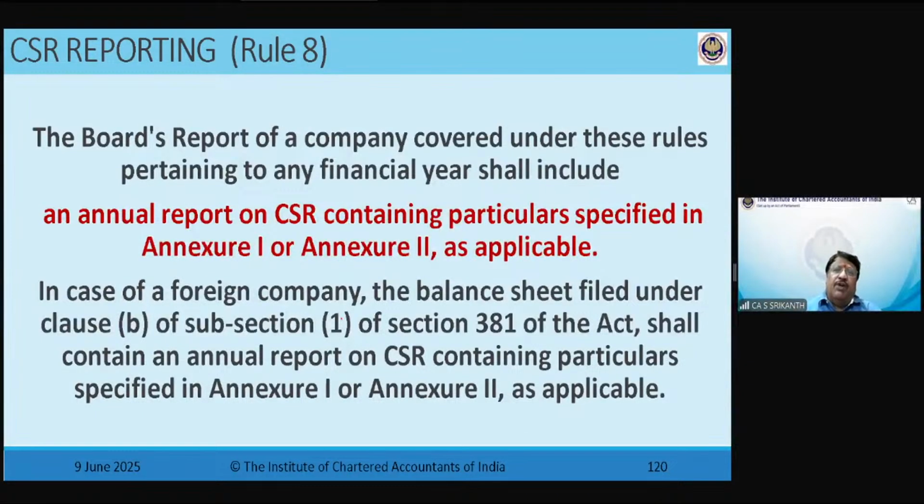So the board's report of a company covered under these rules should include an annual report on CSR. When you studied Section 134, you already saw this. Am I correct? The board of directors' report should contain an annual report on CSR with particulars specified in Annexure 1 or Annexure 2 as applicable. So the CSR details are part of the board report. Compulsory. It has to come in the board report.